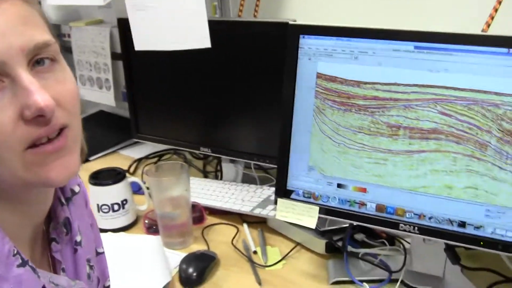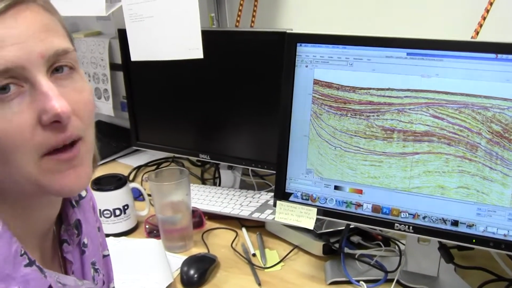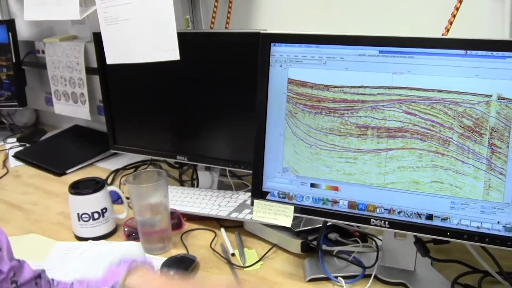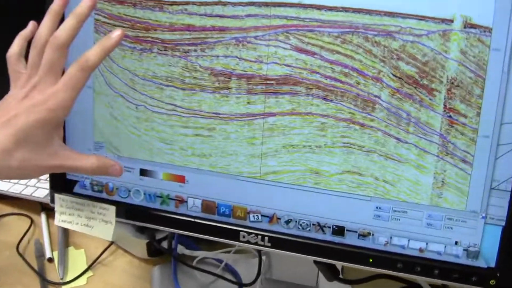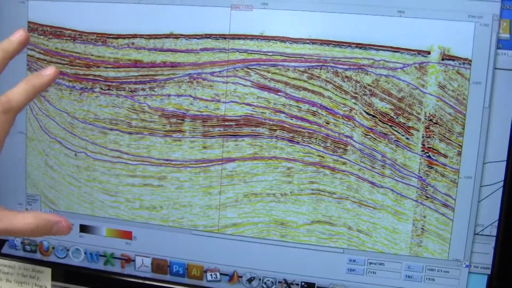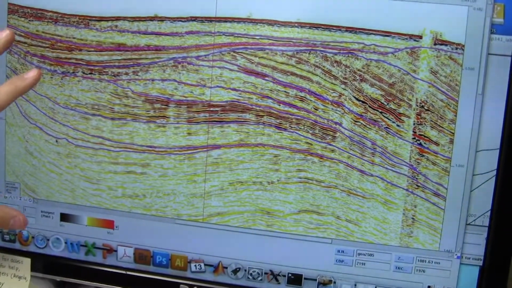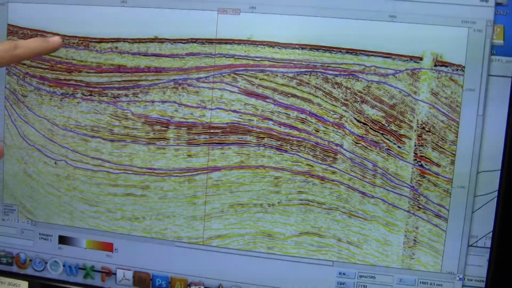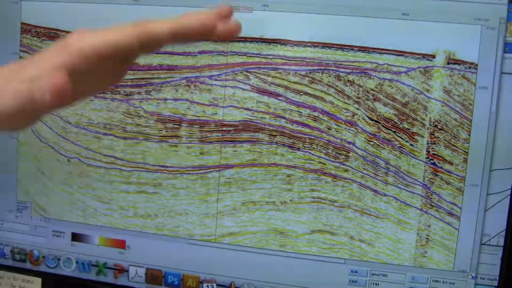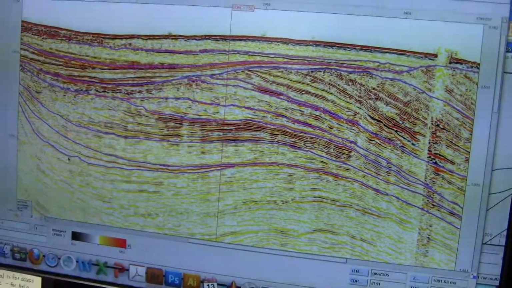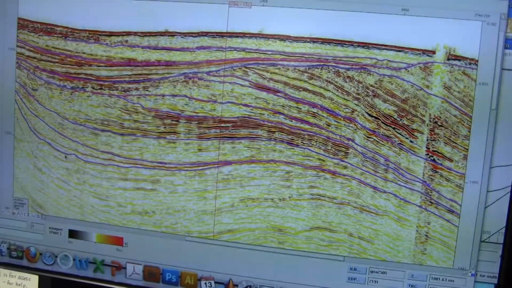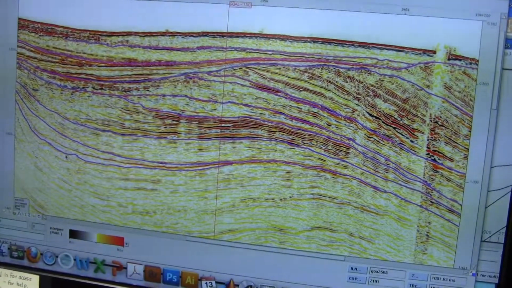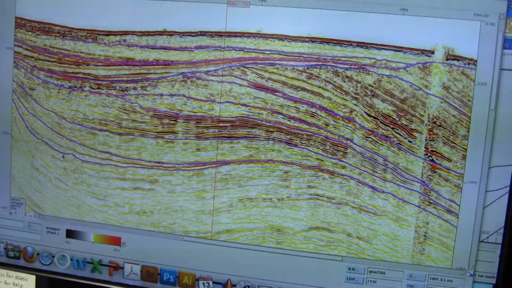I'm a professor at the University of New Mexico, and what we're looking at here is called a seismic profile of our next drilling site. It's basically an X-ray of what the subsurface looks like below the ocean floor. So this white right here, this is all water. This line right here is the seafloor, and everything below this, all these different colored lines you're seeing, are the different mud and sand and rocks that make up the subsurface of the ocean.